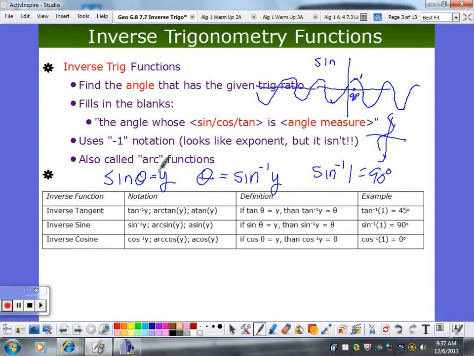Now, it could also be called an arc function. That's how I learned them. They were called arc sines. It means the same thing. I'm just saying if you see this in other places, arc sine and inverse sine, they mean the same thing.